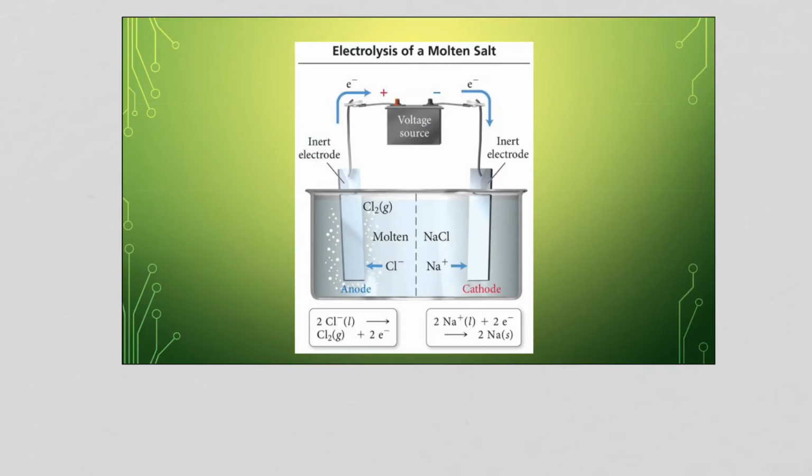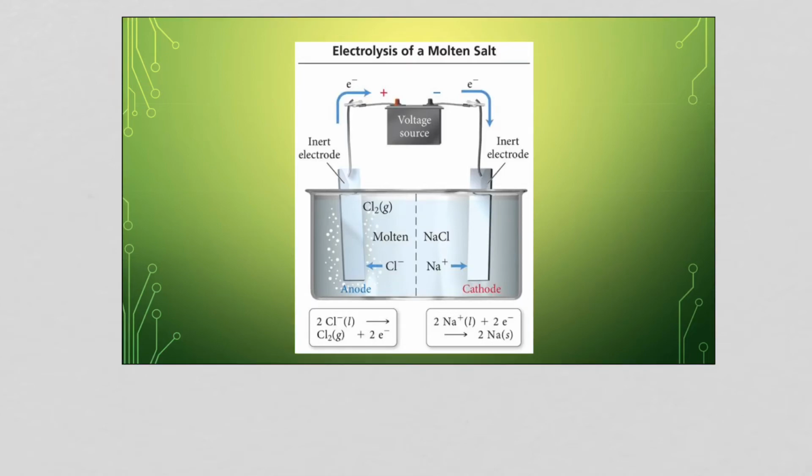So if we take an example here, and this is the electrolysis of molten salt or sodium chloride. So imagine we have a vat here of molten sodium chloride. So it's going to be very high temperature. Remember, sodium chloride melts around 800 or so degrees. So it's going to be very hot.